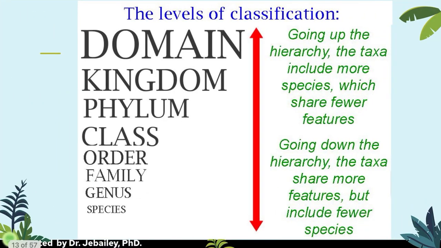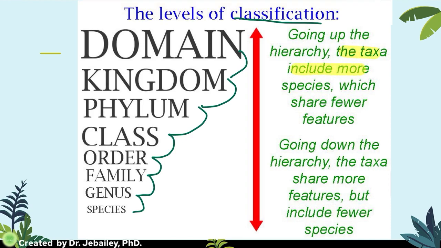Here we have the levels of classification. We have the domain, and after domain, the kingdom. The kingdom goes to the phylum, the class, order, family, genus, species. You have to know the order. Now, as you go up, the taxa include more species and share fewer features.